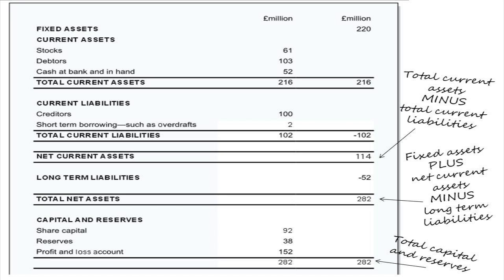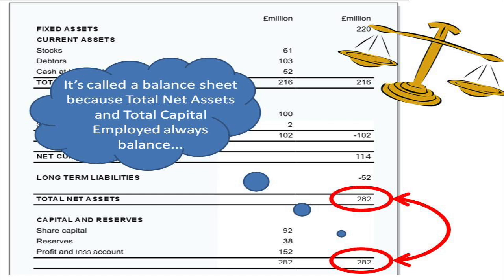At the bottom, you have what is known as total capital employed, and you just add up everything underneath the total net assets to get that figure. Now, it's called a balance sheet because the total net assets and the total capital employed always balance, and you'll see on this one they're exactly the same figure. That's how you know if you've done it right. They will balance.